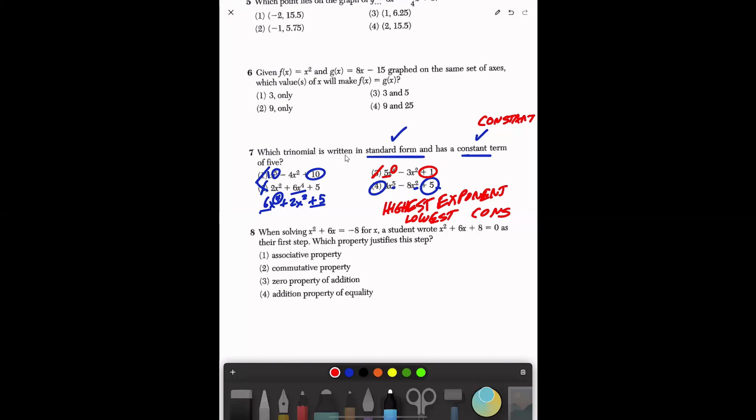If you're a middle child like me, sometimes you're like, dang, I wish I were born first. Sometimes you like it. But remember, highest exponent first, constant goes last.